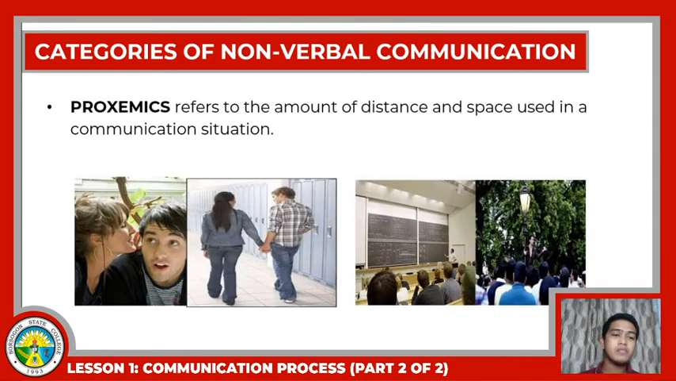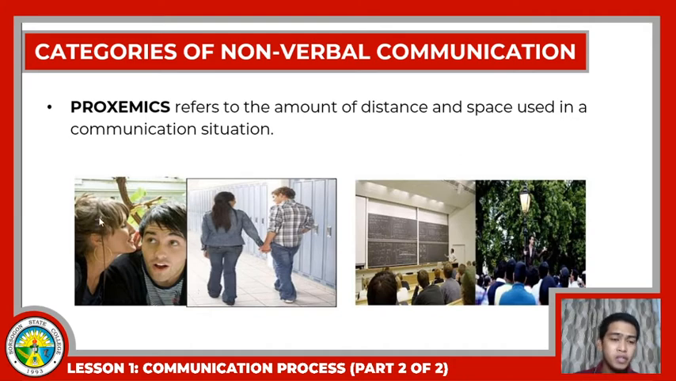And then we also have proxemics, which refers to the amount of distance and space used in a communication situation. Distance is very important in determining the type or level of relationship. For example, we have social distance, for people who may not know each other. Of course, if you do not know a person, you are not going to hold hands with that particular person, although that is touch. I mean, the distance matters.